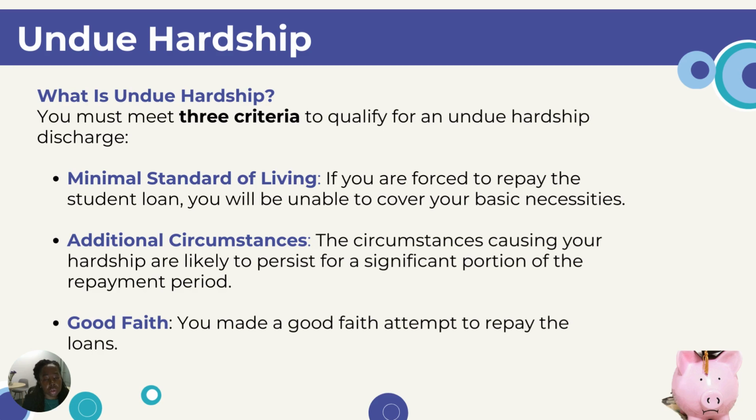Then the court looks at additional circumstances. The circumstances causing your hardship are likely to persist for a significant portion of the repayment period, right? This means that this is not a temporary setback. You're not just out of work for a couple of months, or looking at salary increases and things like that. They also look at different circumstances going on in your life. For example, if you have a sick child or a sick parent, or you have an illness where a lot of your disposable income is going toward treatments, like cancer treatments and things like that.